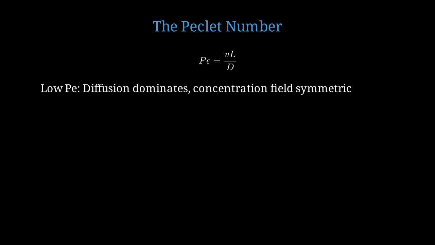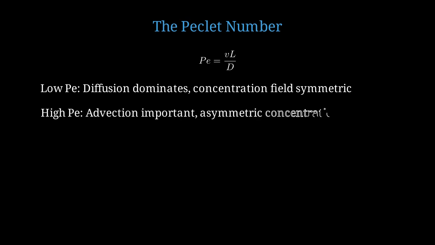To understand when this coupling is important, we need to introduce a dimensionless number called the Péclet number. The Péclet number equals v times L over D, where v is velocity, L is particle size, and D is the diffusion coefficient of the chemical species. This compares advection to diffusion. When the Péclet number is much less than 1, diffusion dominates. The concentration field around the particle remains nearly symmetric despite the motion. This is the regime most nanomotors operate in because they're small and slow.